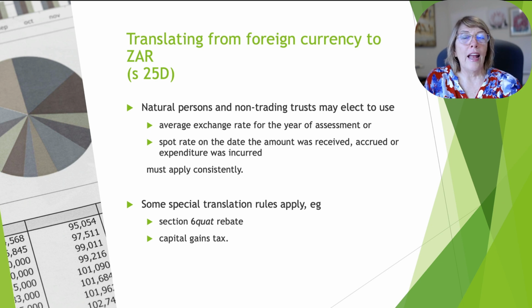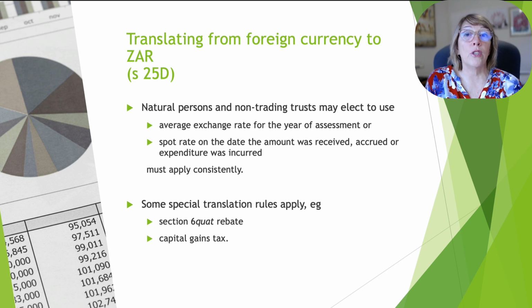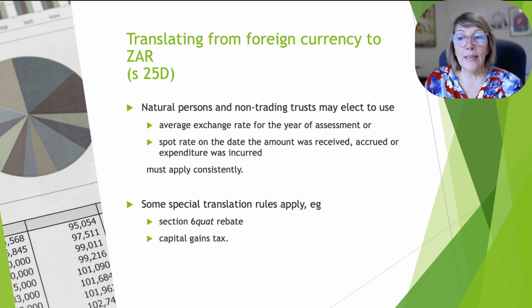All right, so you, as an individual, you can use one or the other, average or spot, but you have to use that consistently. So if you decide you're going to use spot rate, you've got to use that for all of your transactions, except, again, certain complications, that there are special translation rules that apply in certain cases, like the Section 6 quat rebate or deduction. That always talks to your average exchange rate. And there's also special rules that come in for capital gains tax, paragraph 43 of the Eighth Schedule. All right, so there are some special rules that apply, but apart from that, you have the choice, average or spot, but it has to be used consistently apart from where those special rules kick in.